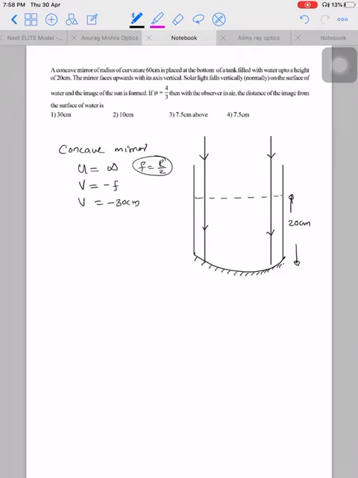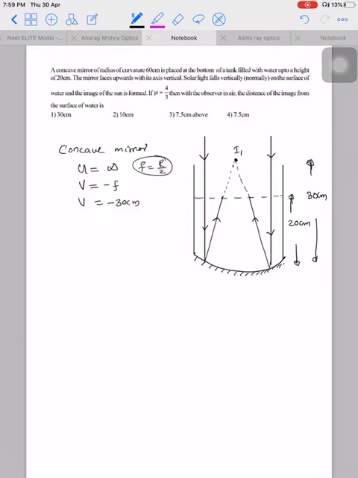This shows that after reflection from the mirror, the light converges at a distance 30 centimeter from the mirror. That image is represented as I1. If there is no water, then the light rays converge at a point I1 and a real image is formed at I1. But here, after reflection, light undergoes refraction at a water-air interface.